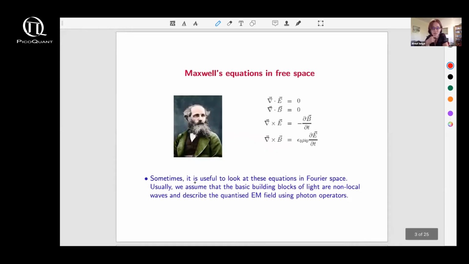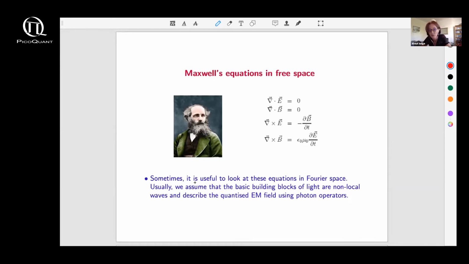When you look at Maxwell's equations in free space, they are local equations, in position space. Sometimes it is useful in classical electrodynamics to look at them in Fourier space, actually quite often, of course. And this is very consistent with the fact that when we describe the quantized electromagnetic field, we assume that the basic building blocks of light are photons. They are the basic energy quanta of the electromagnetic field, and we use photon operators to describe the field.